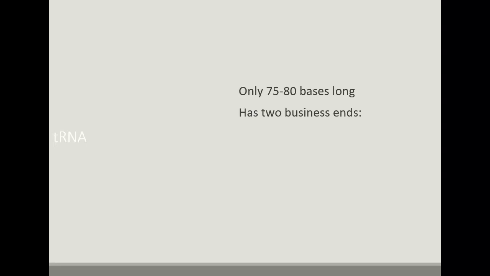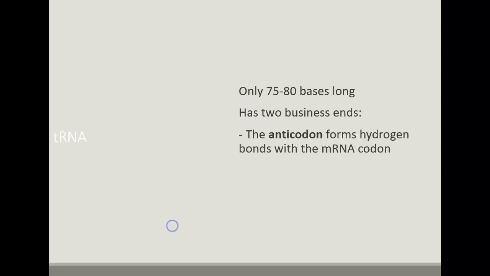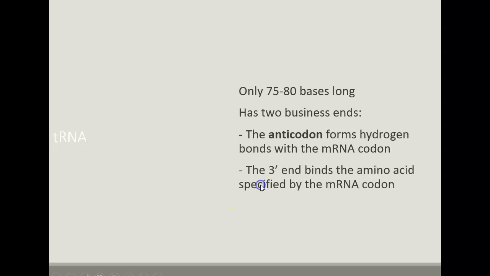tRNAs, transfer RNAs, are very short. They only have about 75 to 80 bases. And they have 2 what we're going to call working ends or business ends. One end is referred to as an anticodon, which is going to form hydrogen bonds to the mRNA codon. In simple terms, a sequence of 3 letters on a tRNA is going to bond with a sequence of 3 letters on an mRNA. We refer to those regions as codons and anticodons.